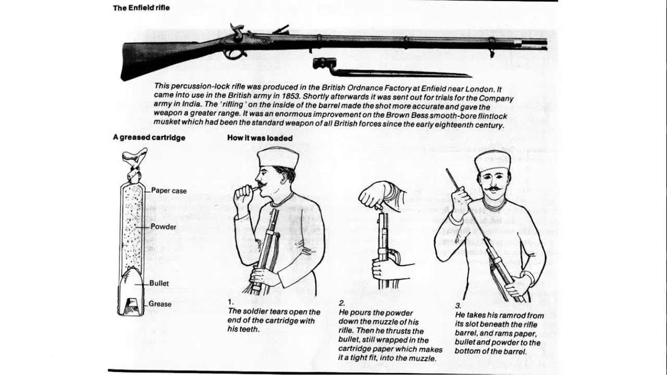State expansion is going to lead to mercantilism, but let's talk a little bit about this little gun here. It's a percussion lock rifle. And here's the idea. You've got this grease cartridge down here on the bottom left. It's got a paper case, it's got the powder and the bullet inside. So the soldier is going to tear open the end of the cartridge with his teeth. He pours the powder down the muzzle of the rifle, then he thrusts the bullet, still wrapped in the cartridge paper, which makes it a tight fit, into the muzzle. He takes the ramrod, which is on the top. You can see that little sticky thing from the slot beneath the rifle in the barrel, rams the paper bullet and powder into the bottom of the barrel. Simple, easy, except when you're covered in some type of animal fat and you're Hindu or Muslim, you don't know where it comes from, and the British aren't telling you, it becomes a problem.